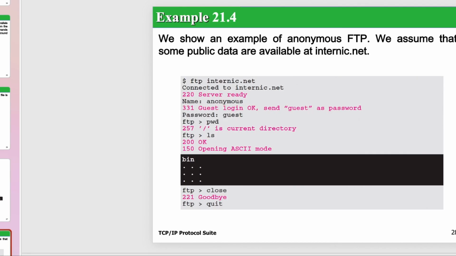So for the example of anonymous FTP, we assume that some public data are available on the internet. Here is the graph, and the binary code is given here. We cannot read the binary numbers.